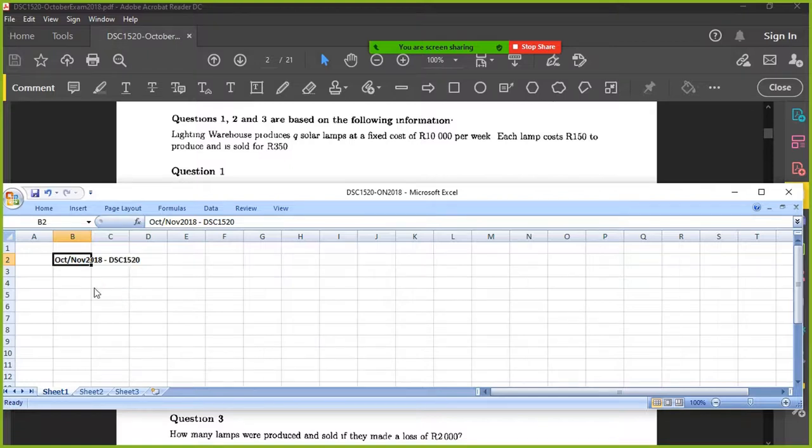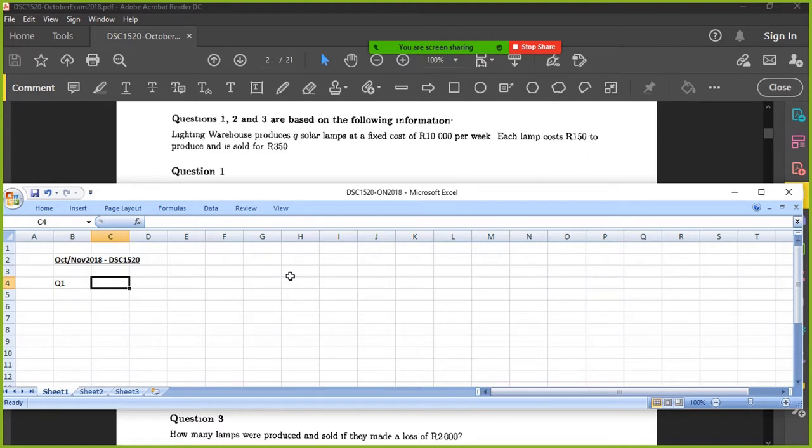Total revenue is price times quantity, minus total cost. Yeah, revenue is price times quantity. You're right, because price times quantity would give you revenue. So in other words, selling price times the quantity that you sold.